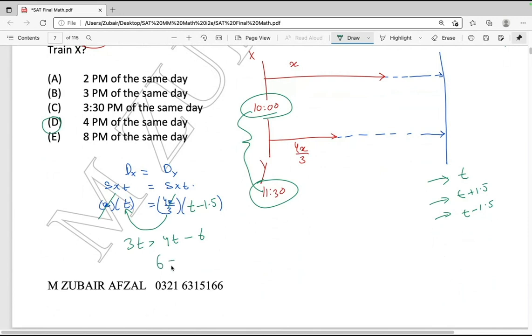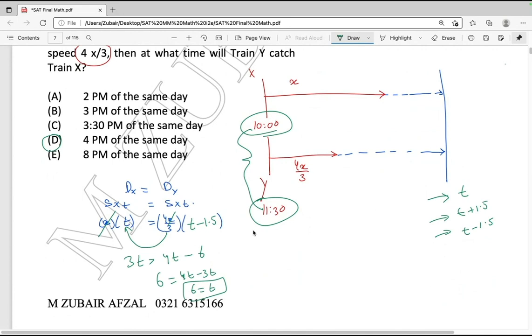Now 6 on the left hand side, taking 3t on the other side. So you get 6 is equal to t. Now it is 6 hours and we made t for x. So 10 plus t, that is 10 plus 6 hours. After 6 hours, we have 4 p.m. on this same day. Can you figure out the problem?